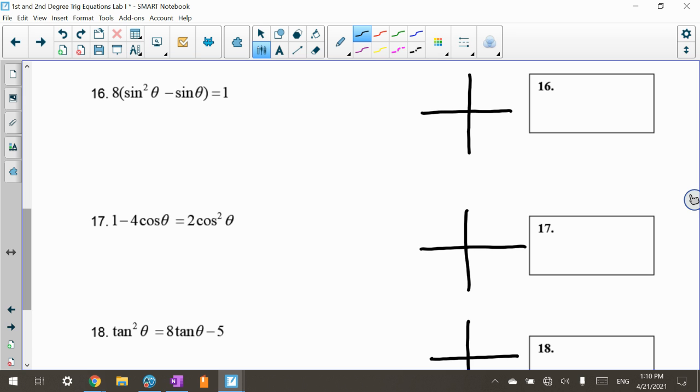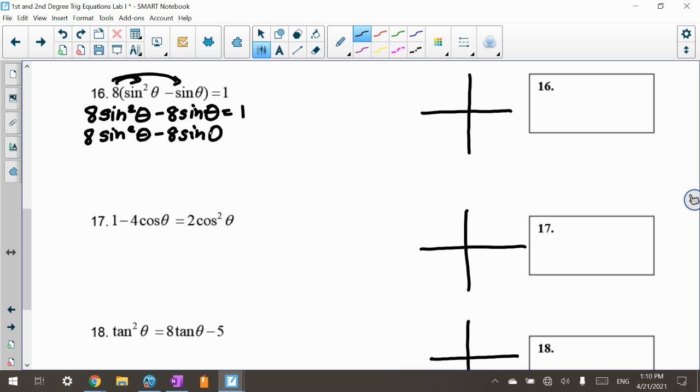Okay. Well, first of all, this first one right here, there's a couple ways to do it. But when I looked at it, I actually distributed the 8 to see what I had here. So I have 8 sine squared theta minus 8 sine theta equals 1. And then I see that it's squared. It's a quadratic, so I'm going to move my 1 over and get it in a form where I can find this by using the quadratic formula. So I'm going to subtract 1, and there I go.